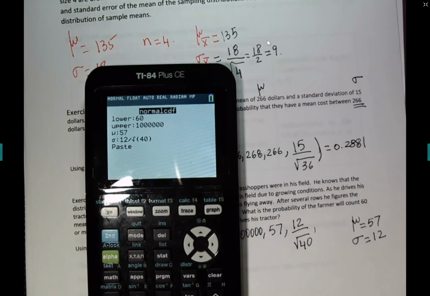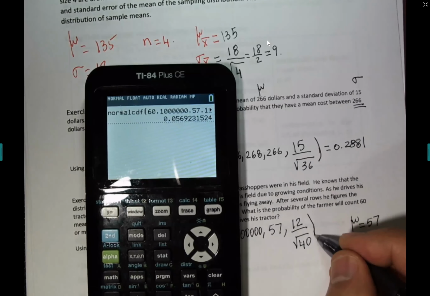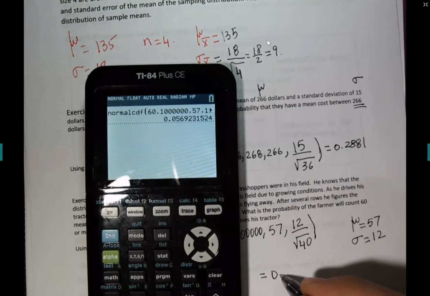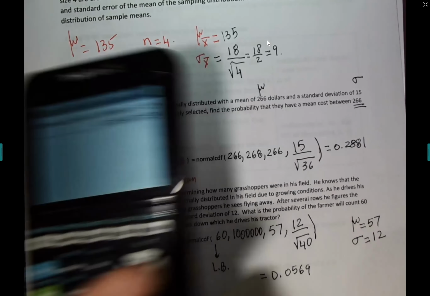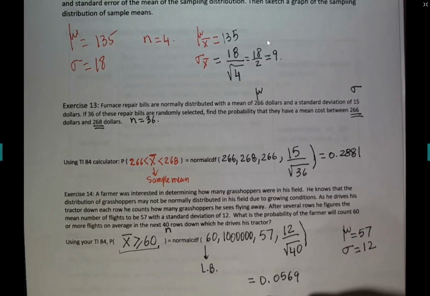Watch me how I do this. You need to learn how to put this ratio, guys, 12 divided by square root of a number. That's important in this section. And here's the formula. And here's the answer. To 4 decimals, 0.0569. If they ask you to change it to a percent, as a percent it will be 5.69%.